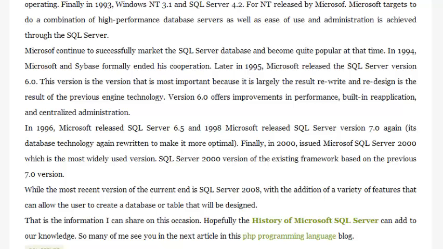That is the information I can share on this occasion. Hopefully the history of Microsoft SQL Server can add to our knowledge.